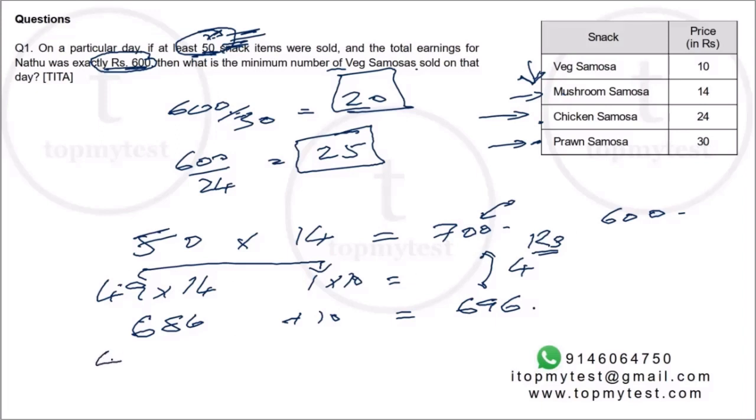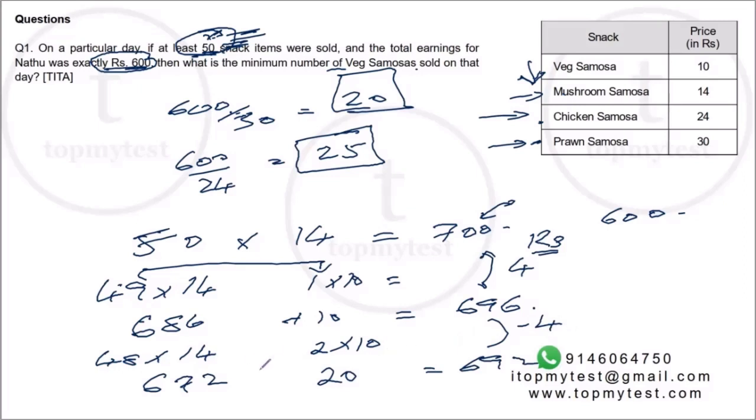If you do 48 into 14 and 2 into 10, replace another mushroom samosa with a veg samosa. So 48 into 14 will be 672, and this will be 20. This gives you 692. You again drop 4 rupees. But the number of items remains the same. 48 plus 2 is still 50. So I have to maintain 50 or higher and reach 600.